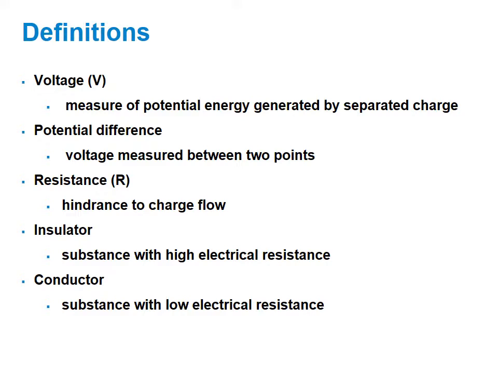Resistance. This describes the relative ease at which charges can move. Insulator. Anything that makes it harder for charges to move. Here it's the myelin sheath. Conductor. Anything that makes it easier for charges to move. Here it is the neuron membrane.